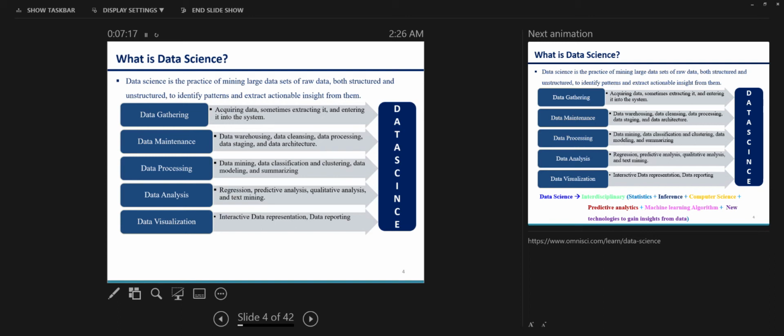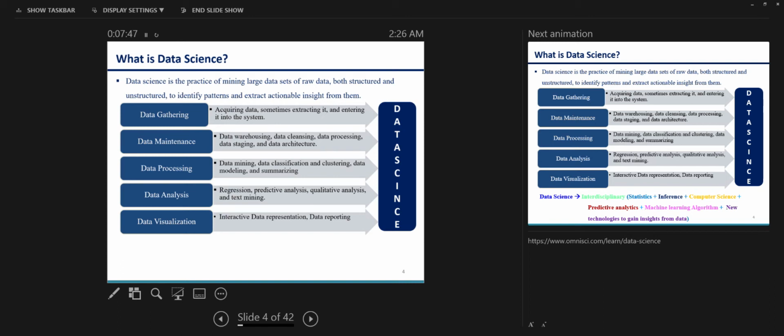Fourth, we have data analysis. Data analysis analyzes the data we have, applying techniques like regression, clustering, qualitative analysis, and text mining. By analyzing the data and getting that information, it helps us make decisions. That is what is used for data analysis.